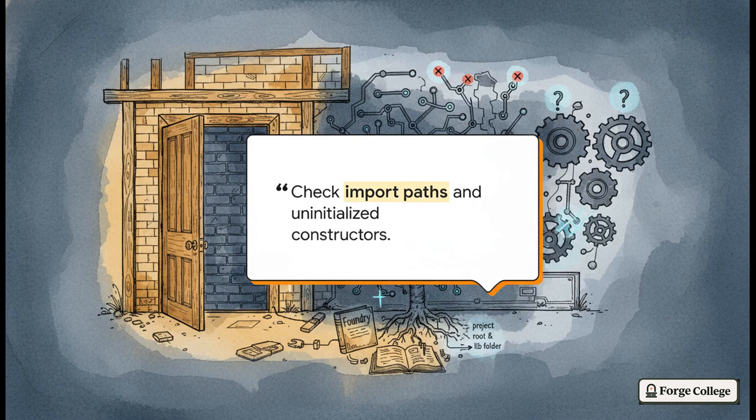If your tests fail to even compile, I'd say 99% of the time, your import paths are just wrong. Remember, Foundry resolves relative to your project root and the lib folder. But if they compile and then fail instantly, check your constructors. Are you testing a state that hasn't actually been initialized yet? Always check your doors, folks.